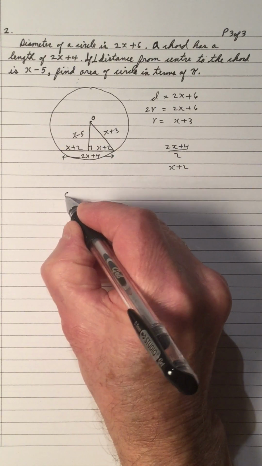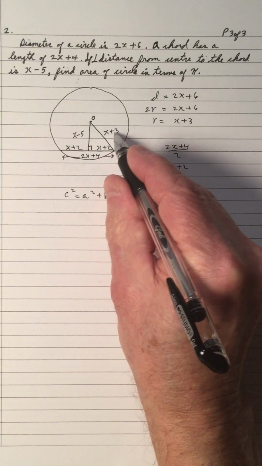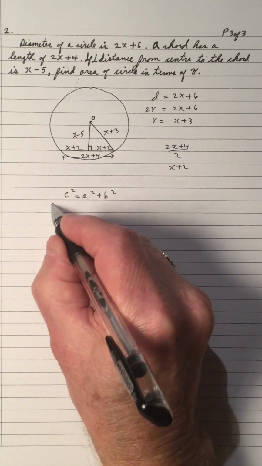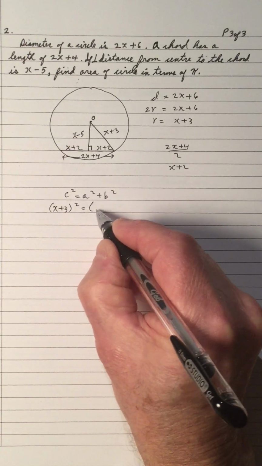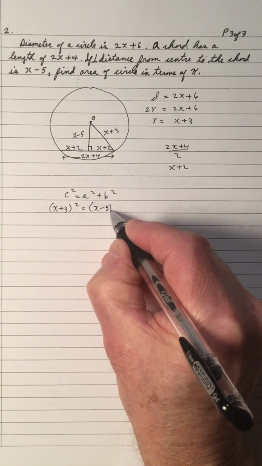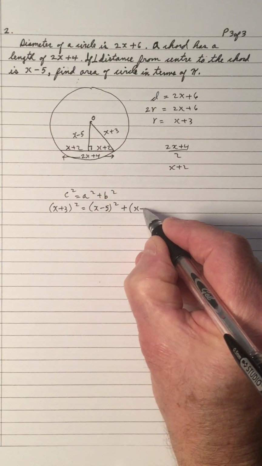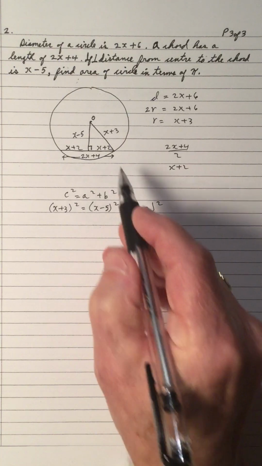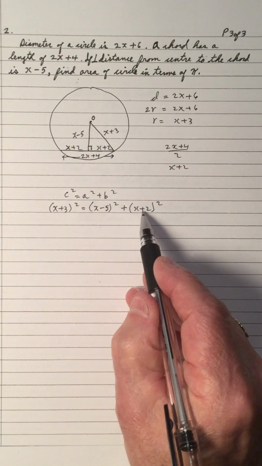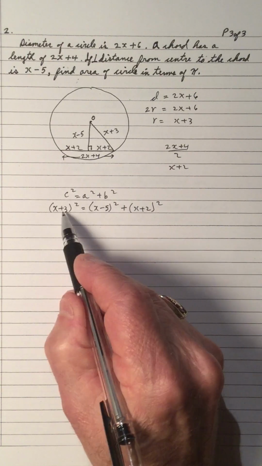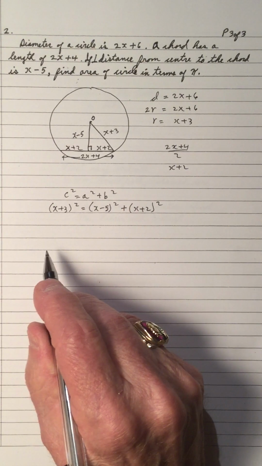So we have c squared is a squared plus b squared. c is the hypotenuse opposite the right angle. So there's x plus 3 squared. a is x minus 5, and b is x plus 2 squared. Again, this is the c, where you can put these anywhere as a or b as long as x plus 3 is the hypotenuse going into place of c.